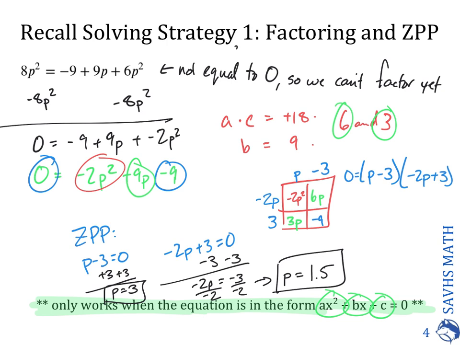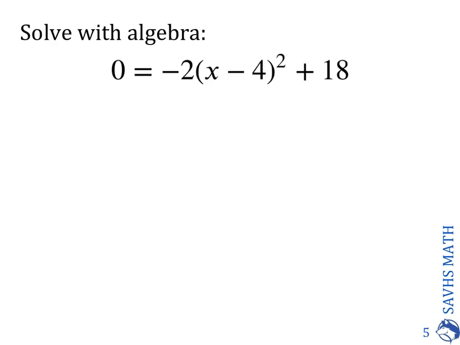It's factoring and the zero product property. That is one of the things that you can use for these types of problems. The next thing that you can use with these types of problems is just getting x by itself, kind of using what we usually are comfortable with using in algebra, undoing operations. So this really works with vertex form.